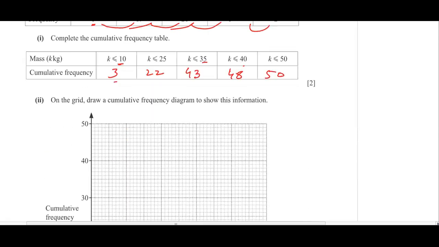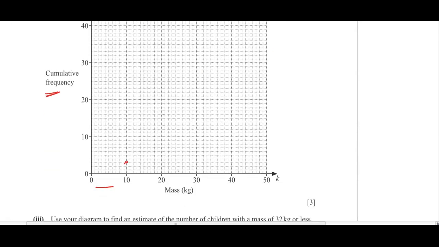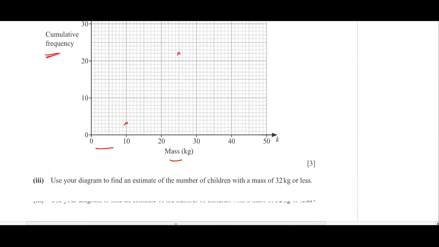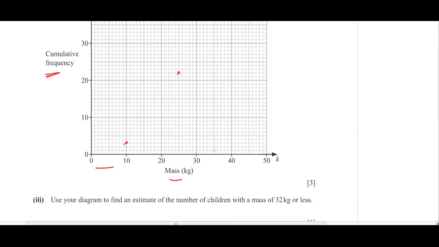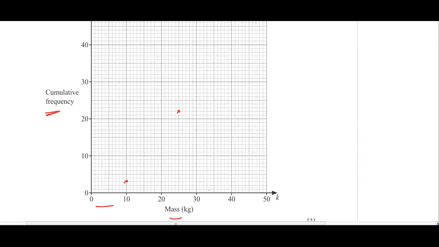Next, for less than or equal to 25, it is 22. So this is 25, and 22 will be this one, because the mass is less than or equal to 25. So go in front of 25, 22. Then for less than or equal to 35 is 43. So where is 35? Here will be 35. So 40, 41, 42, 43.